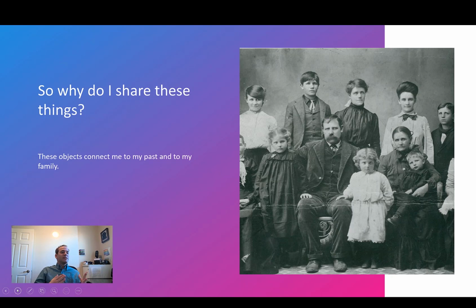So why do I share these things? Each of these objects connects me to my past. They connect me to my family, and they connect me to people that I knew and loved, and to people that passed away long before I was born. And while I cherish these possessions, even more important to me is that I carry a piece of these people within me. These people are written in my DNA.